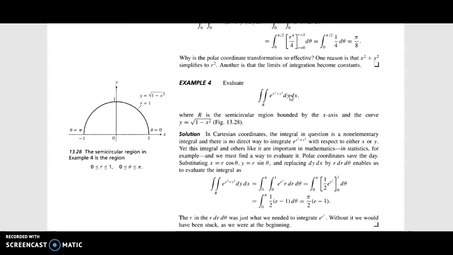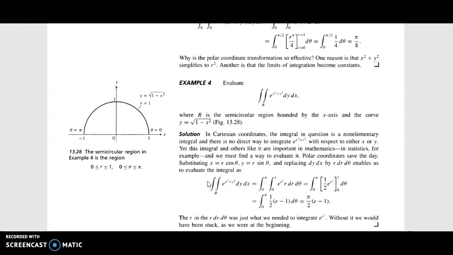Similarly, we can do this one. Double integral over R of e raised to x square plus y square dy dx. R is a semicircular region bounded by, this is the left side, this is the region. Look through the solution. Here there is no direct way to integrate e raised to x square plus y square with respect to either x or y.